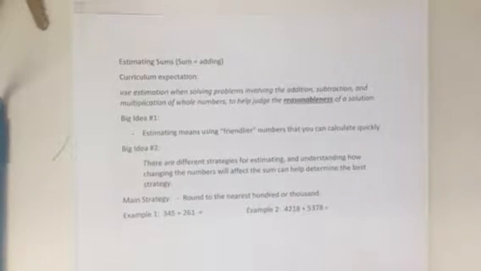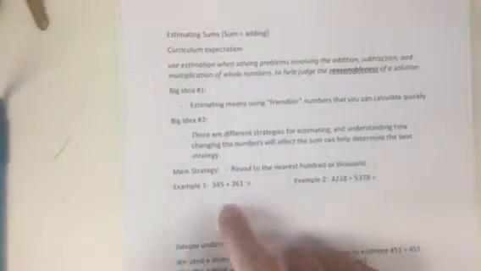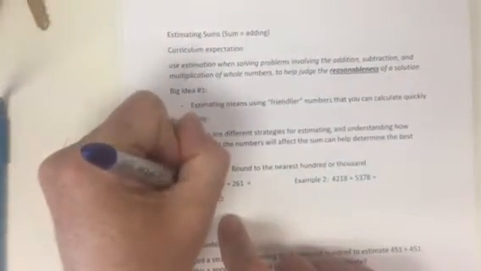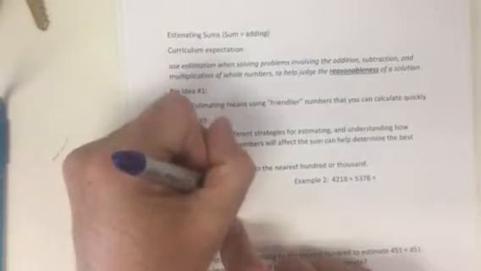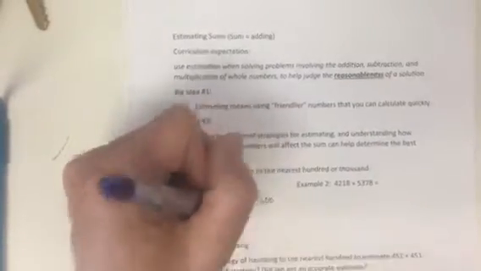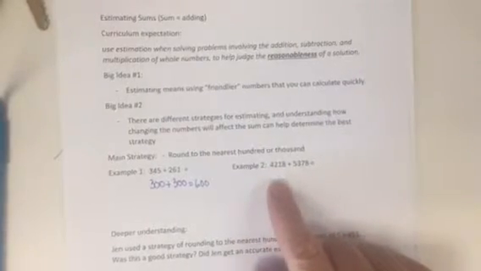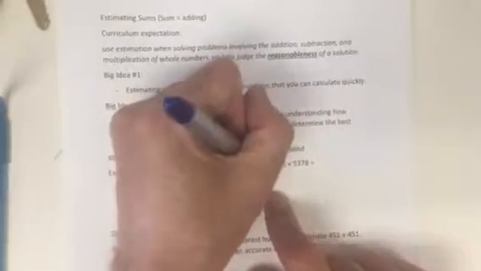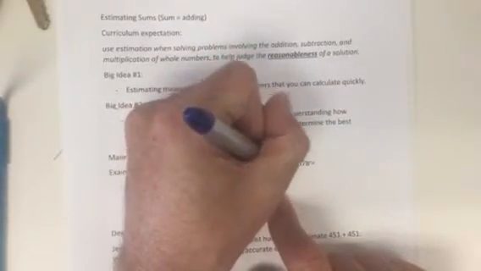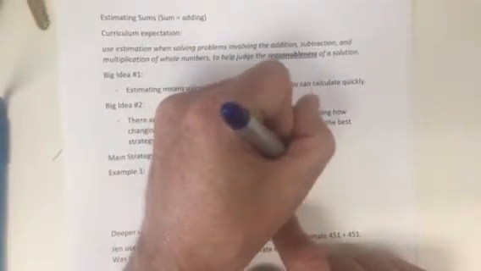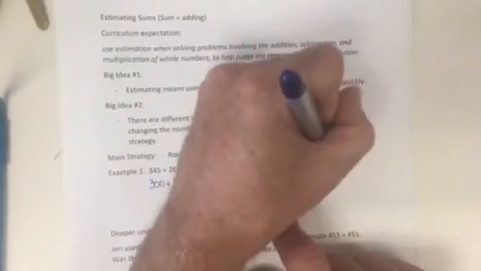So a basic strategy is just to use the rounding strategy, and we're working with 3-digit or 4-digit numbers. If I wanted to round this to the nearest 100, I would get 300 plus 300 equals 600. In example 2, I could just round to the nearest 1,000, and here it would be 4,000 plus 5,000 equals 9,000.